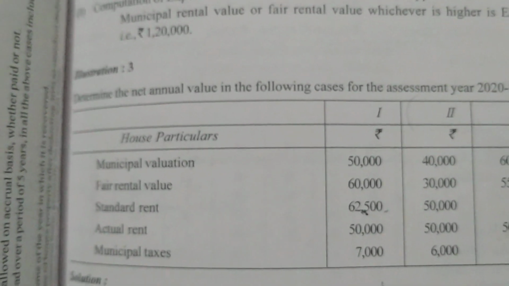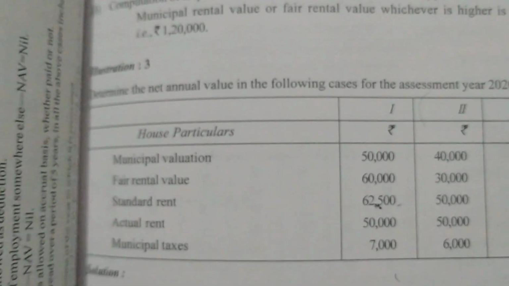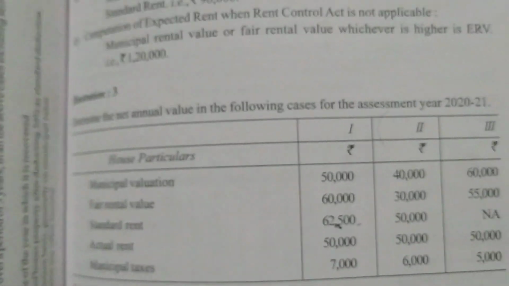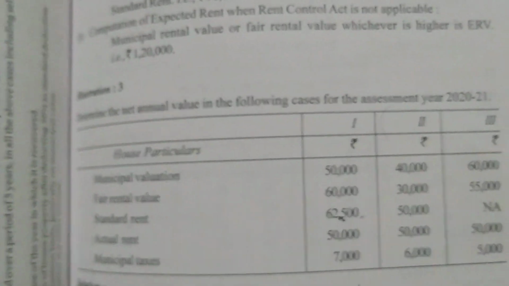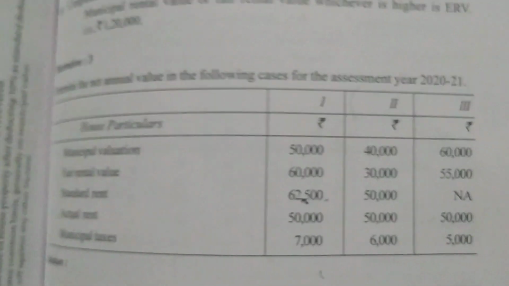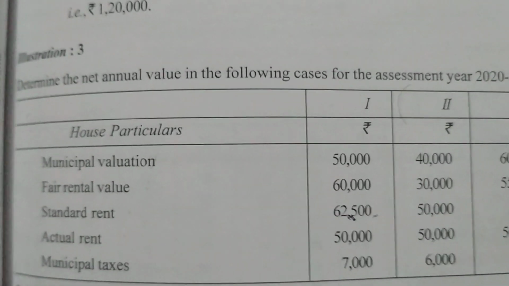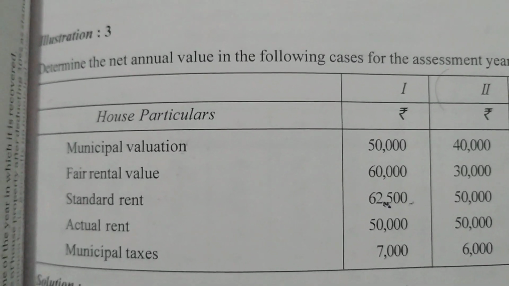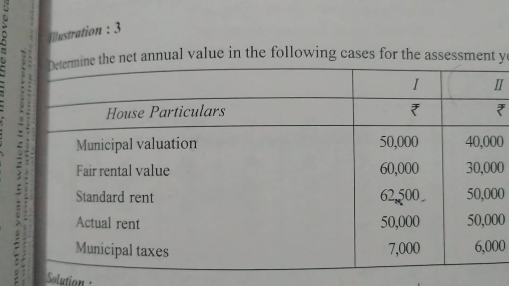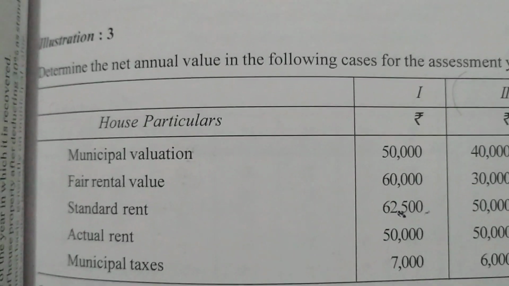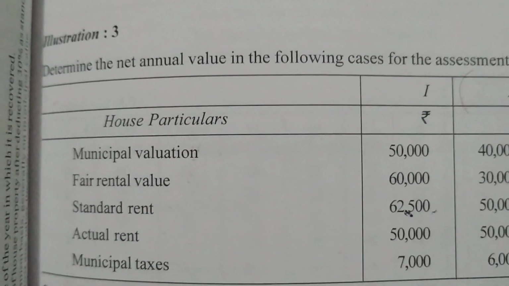So in today's class we will do income from house property, and we will see how to find out gross annual value. There are 3 steps to find out gross annual value. I have already explained this in yesterday's class.